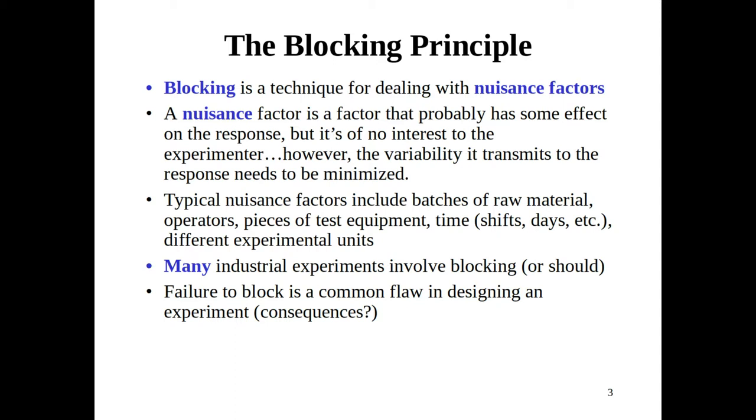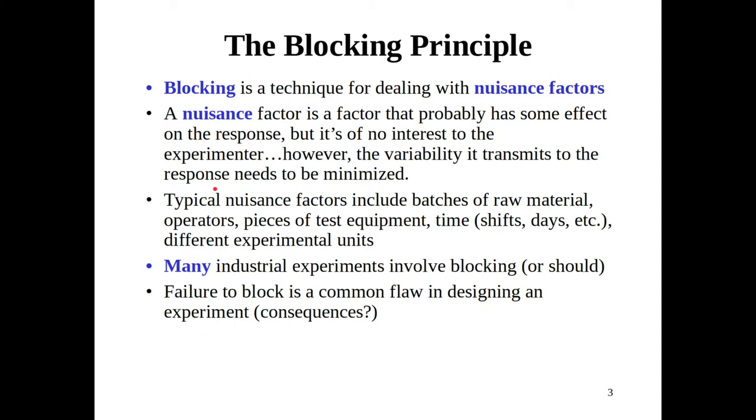But there are some factors that, even though the experimenter is not interested in them, have a significant impact on the output as compared to the standard error. So we have to consider them differently. We have to give them special consideration. A nuisance factor is a factor that probably has some effect on the response, but it is of no interest to the experimenter, right? However, the variability it transmits to the response needs to be minimized.